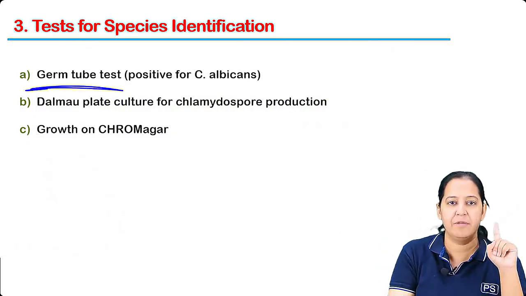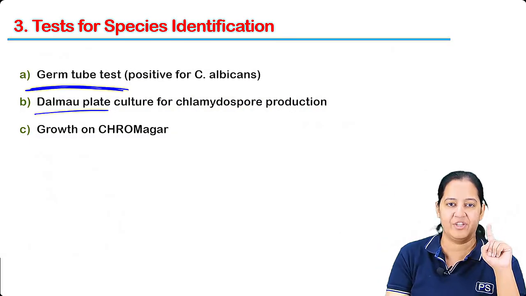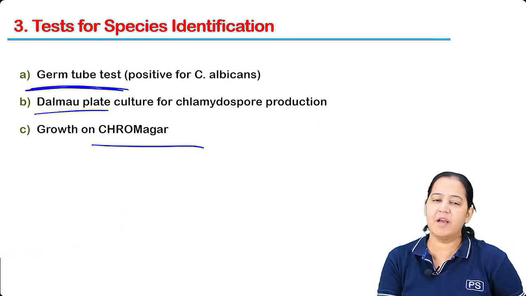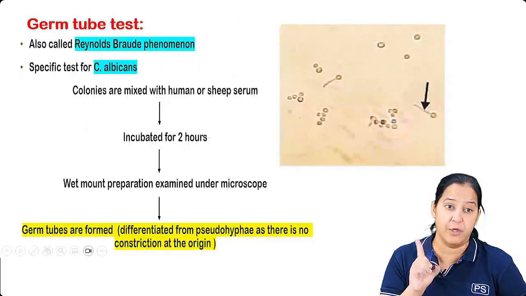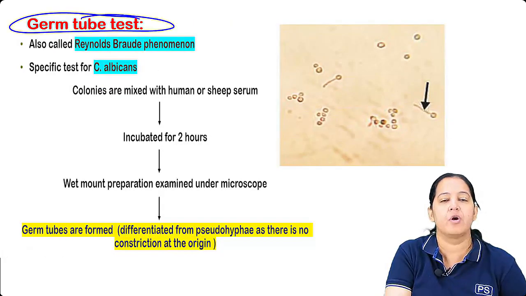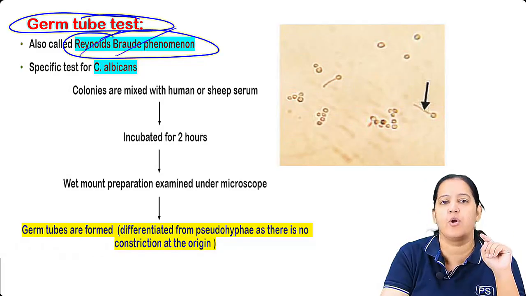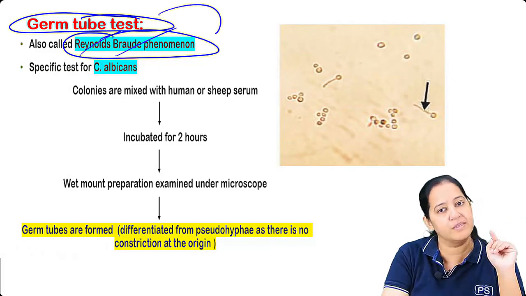Number 1, germ tube test. Number 2, Dalmau plate. And number 3, chrome agar. I will explain all three. So let me start with the germ tube. You get many questions on germ tube. The germ tube test is also known as the Reynolds-Brown phenomenon, because the scientist who discovered it is known as Reynolds-Brown.